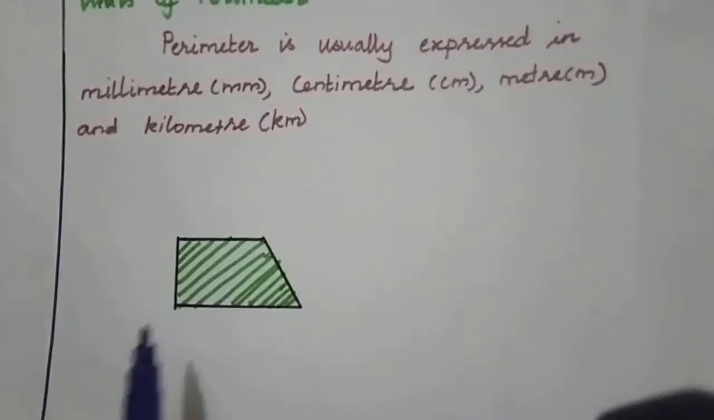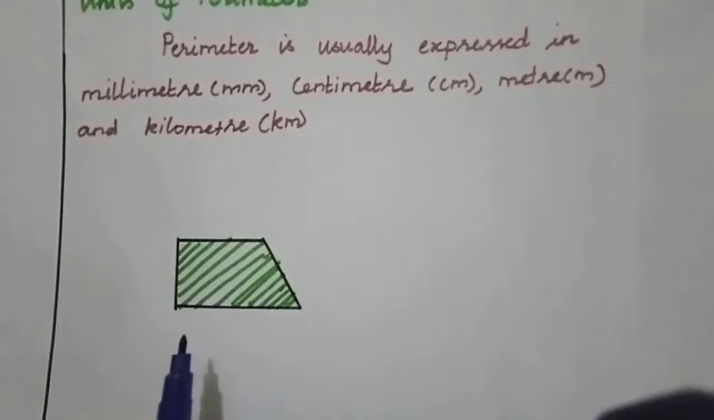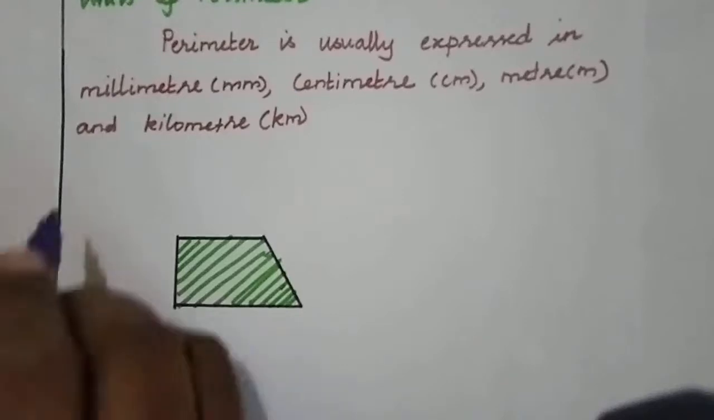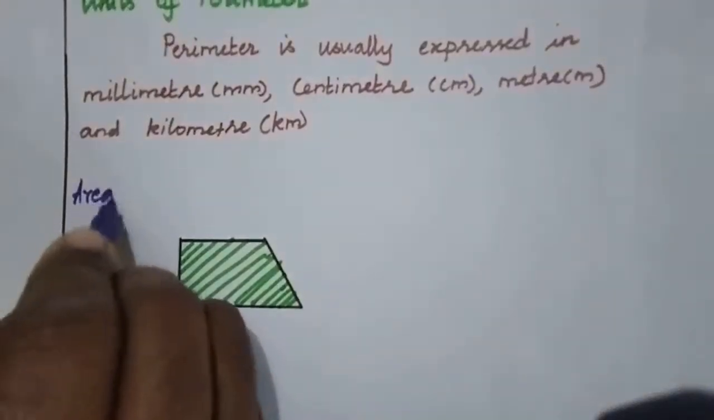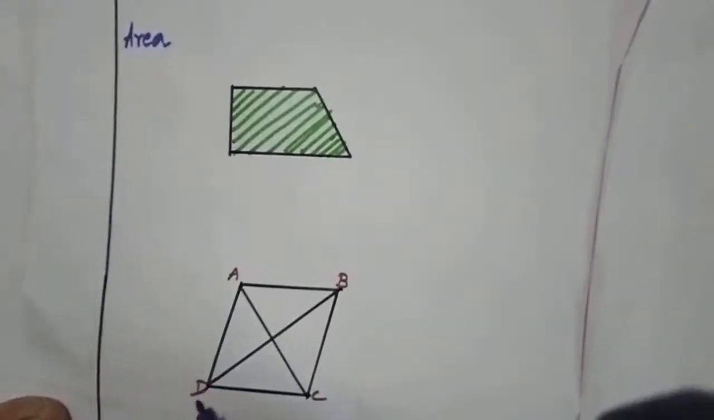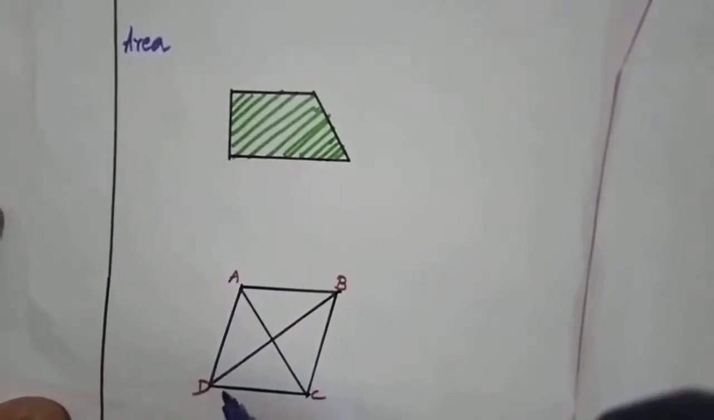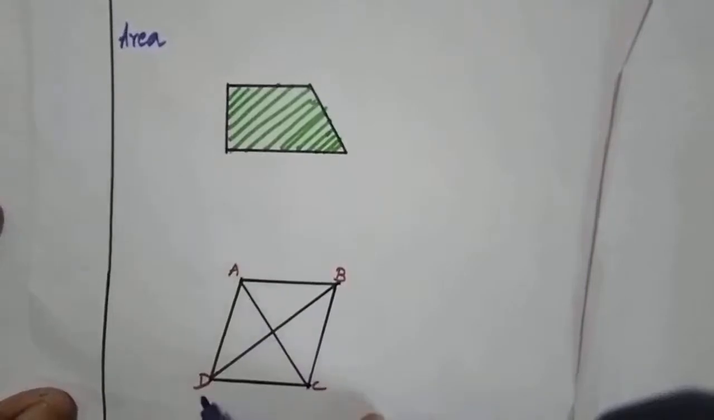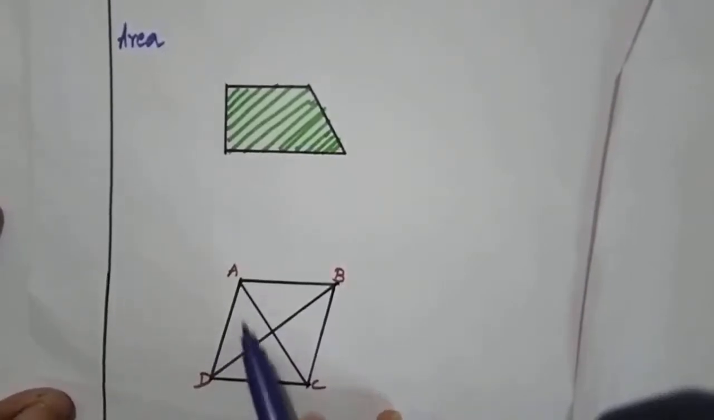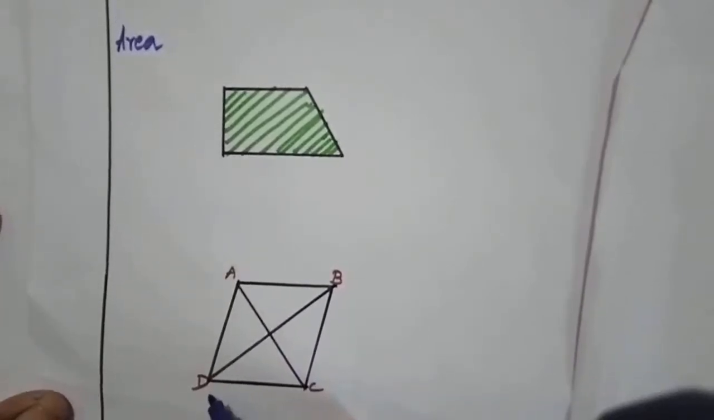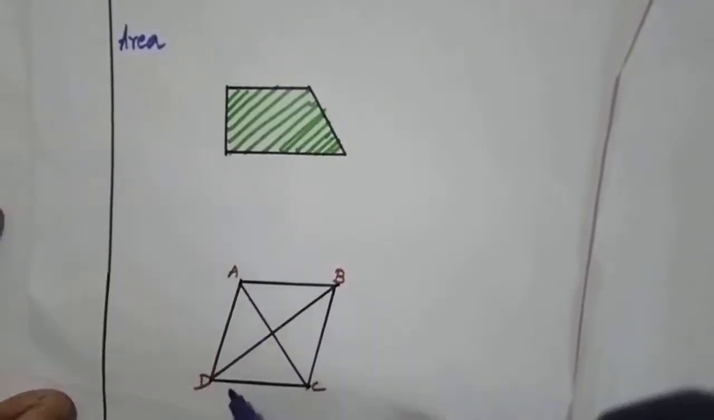Look at this figure. What does the shaded part of this figure represent? Yes, this is called area. Now, what is the name of this shape? Yes, this is a quadrilateral. A quadrilateral is a plane figure bounded by four straight lines. It has four sides AB, BC, CD and AD. Angle A, angle B, angle C and angle D are four angles. The lines AC and BD are called its diagonals.